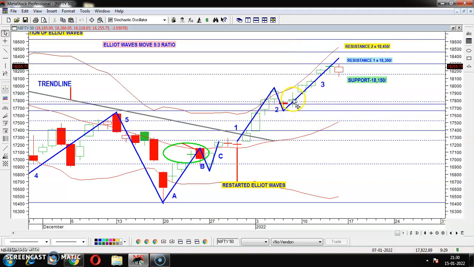So as far as the candlestick pattern is concerned, the market is bullish. As far as the Elliott waves are concerned, there is a possibility of a retracement towards the upside. As far as the relative strength index is concerned, it is also in a bullish zone, so the market is bullish. As far as the stochastic is concerned, there is a possibility of a move to the upside.